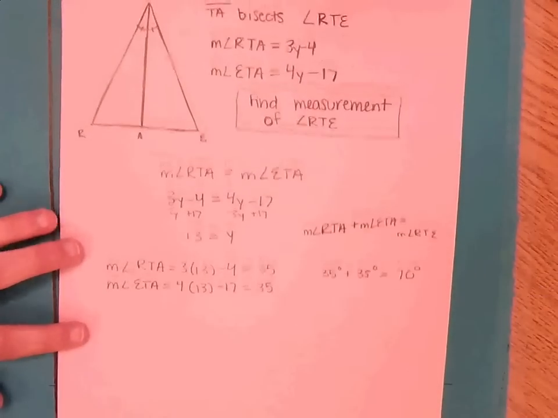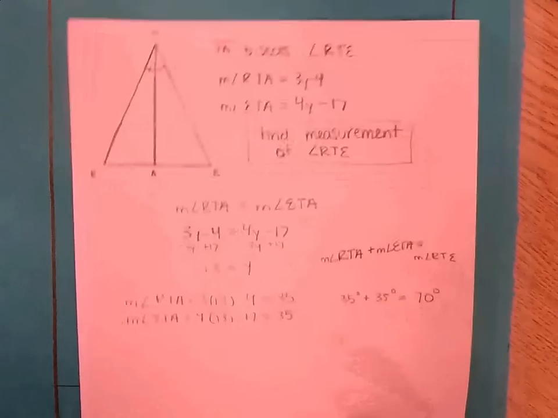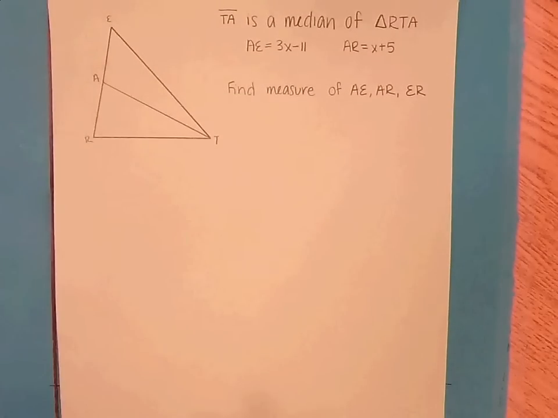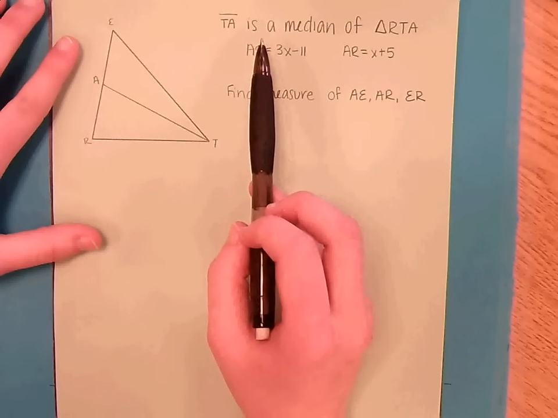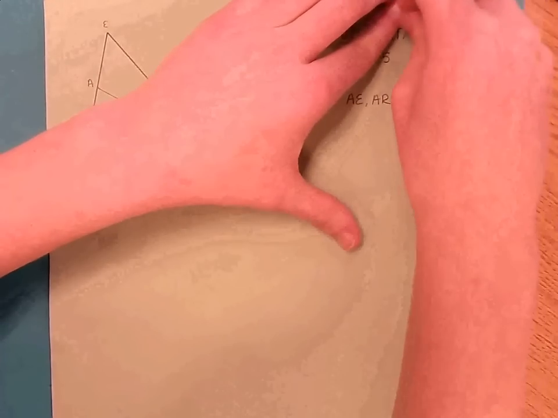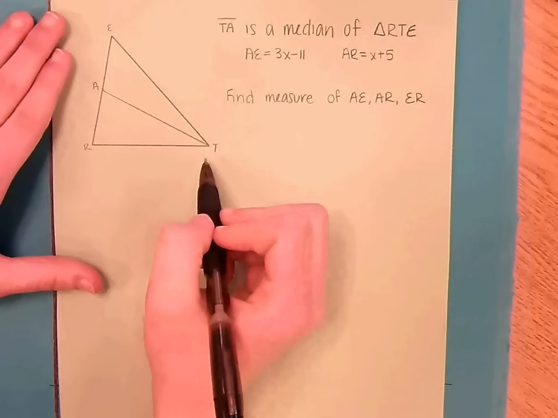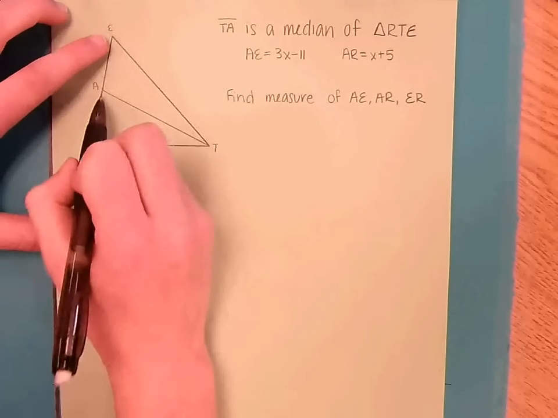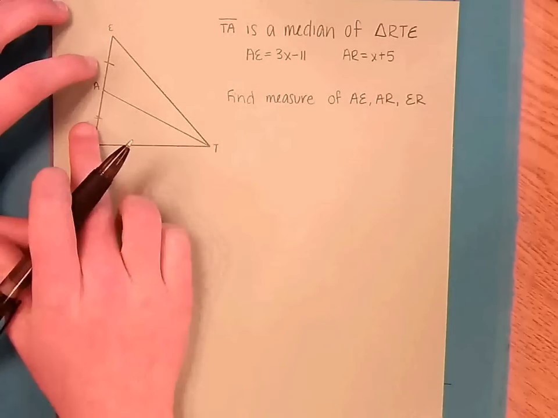So this next problem that we're going to do, instead of using an angle bisector, we are going to use a median. So this is triangle TRE, and it says that line TA is a median of that triangle. A median means that this splits this whole segment in half. So just like with the angle bisector, those two are going to be the same.